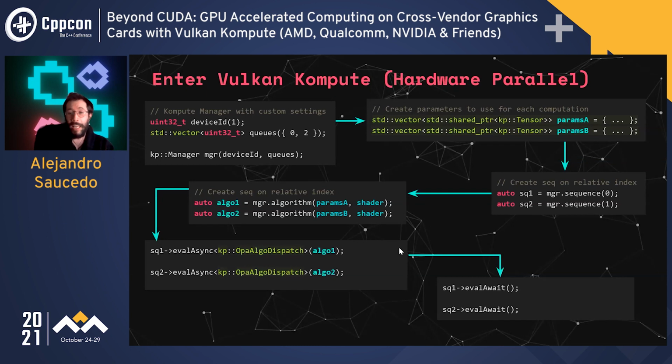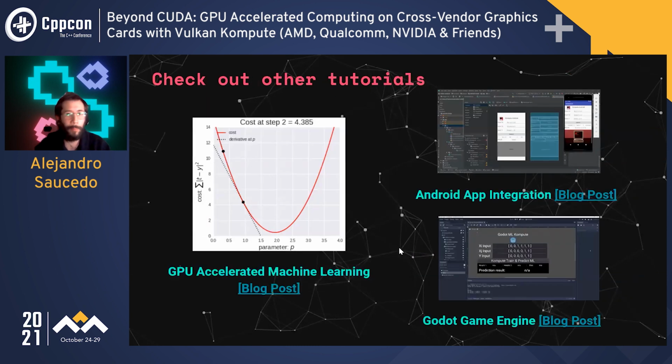Now, for people that are interested in delving into more examples, we have a broad range of hands-on tutorials, examples, and blog posts that cover different applications, all the way from GPU acceleration for machine learning algorithms, implementation of things like logistic regression as the hello world of machine learning, all the way to convolutional neural networks as part of a compute shader running in Kompute.